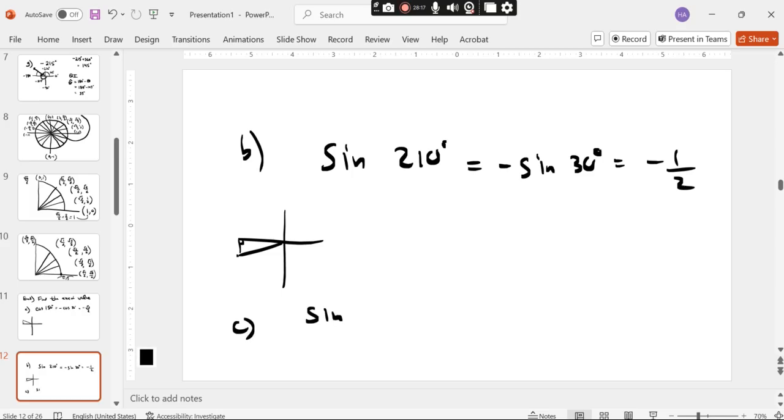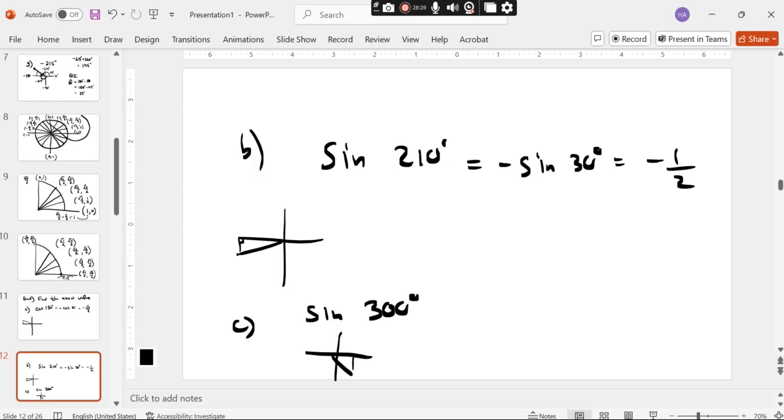And let's see if I can squeeze this one right in here. Sine of 300. Cool. So then we go over here, right? We're in quadrant 4, right? Is sine positive or negative in quadrant 4? We have sine. Cool. So sine is negative of 60. Anybody got that one? Answer is negative root 3 over 2, right? So again, going back to your angle measurement here.